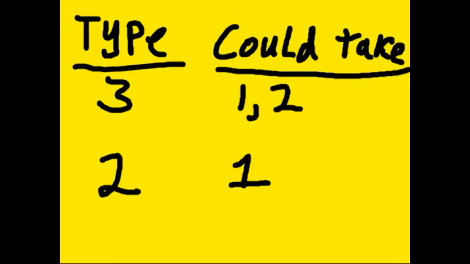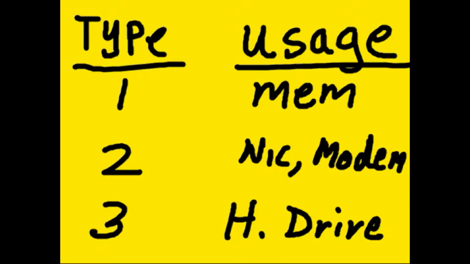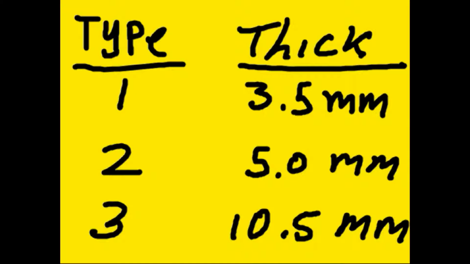They were backward, not forward compatible. Type 3, in other words, could take cards 1 and 2 into its slot. Type 2 could take type 1 cards into its slot. And their usage: type 1 was for memory, type 2 was for NICs and modems, type 3 was for hard drives. Their thickness in millimeters was type 1, 3.5, type 2, 5.0, and type 3, 10.5.